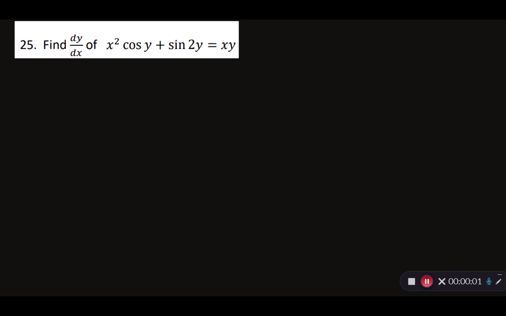Alright, in problem number 25, we're asked to find dy/dx of x squared times cosine y plus sine of 2y equals x times y. As we can see, this function isn't solved for one variable in terms of another, so there's not an explicit relationship between x and y. What we have is an implicit relationship between x and y, so we're going to have to use implicit differentiation.